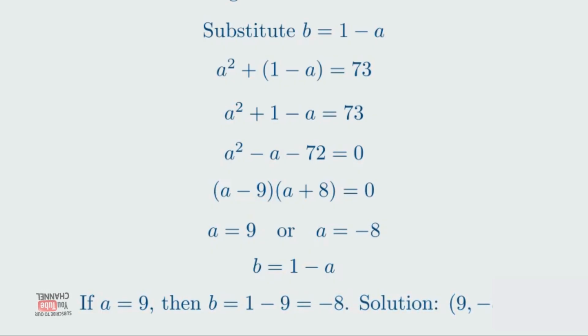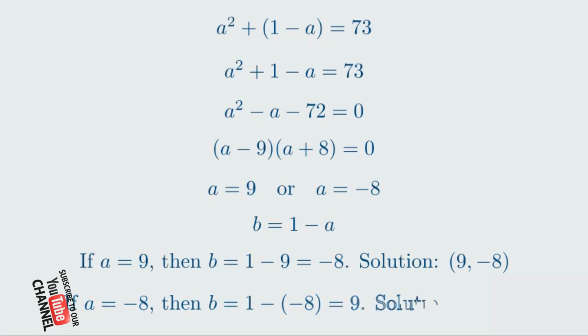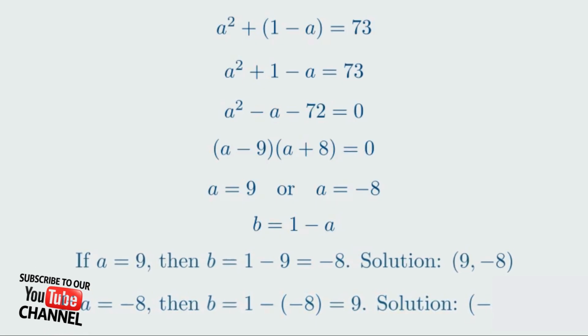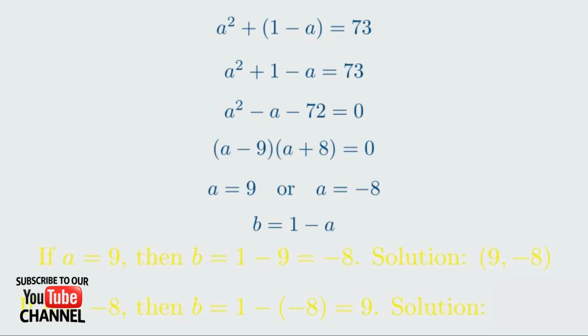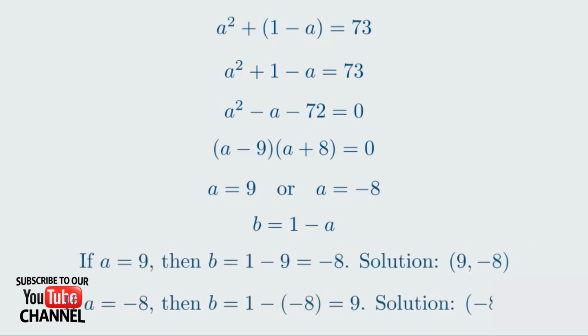Now, let's take a equals negative 8. If a is negative 8, then b is 1 minus negative 8, which is 9. This gives us our fourth solution pair, negative 8, 9. Notice how these two solutions are related by swapping a and b. This is another consequence of the system's symmetry. So, by factoring the difference between the two equations, we found a total of 4 solution pairs.